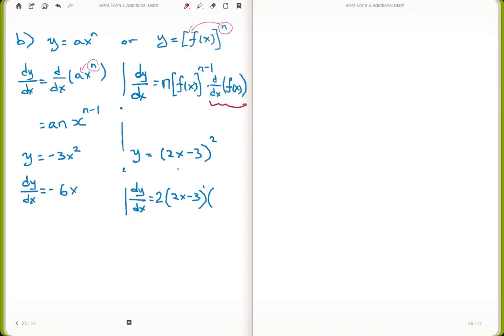Differentiate 2x minus 3 like here. You differentiate this, you get 2. The constant, you get nothing, so you get 0. Differentiate 2x, you get 2. Therefore, your answer is supposed to be 2 times 2 is 4, 4 times 2 is 8, 8x minus 12 should be the answer. It's pretty simple. I hope you're still with me.